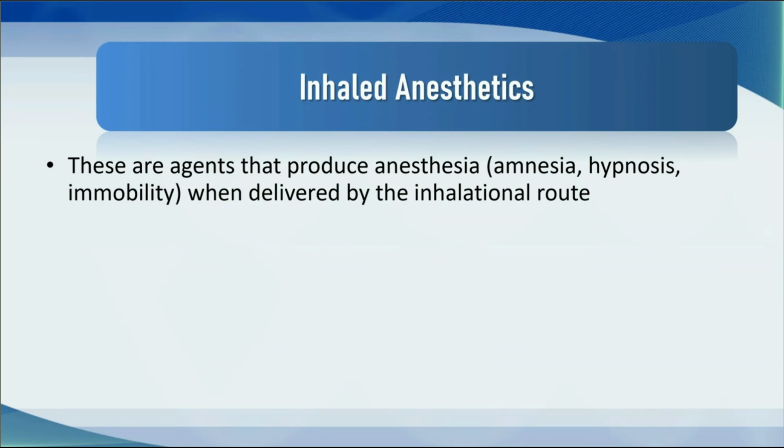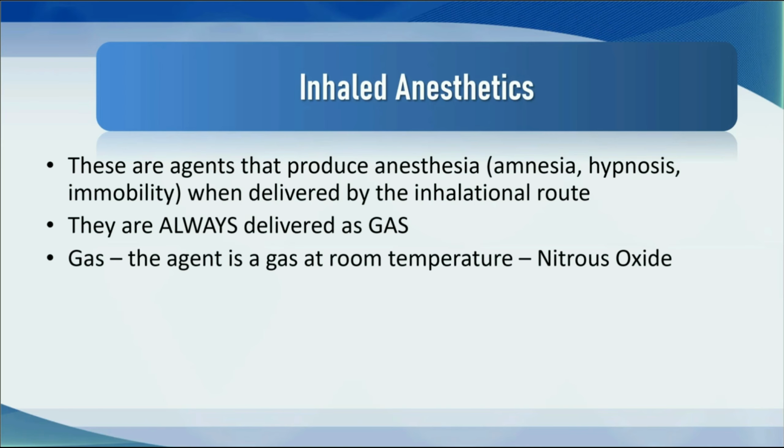Inhaled anesthetics are agents that produce anesthesia, that's amnesia, hypnosis, and immobility, when delivered by the inhalational route. They are always delivered as gas, but they are generally separated into gases and volatile agents. A gas is an agent that is always a gas at room temperature. The example here is nitrous oxide. There have been other gases in the past, but this is the only one that we currently use, and realistically, it's not a full anesthetic agent.